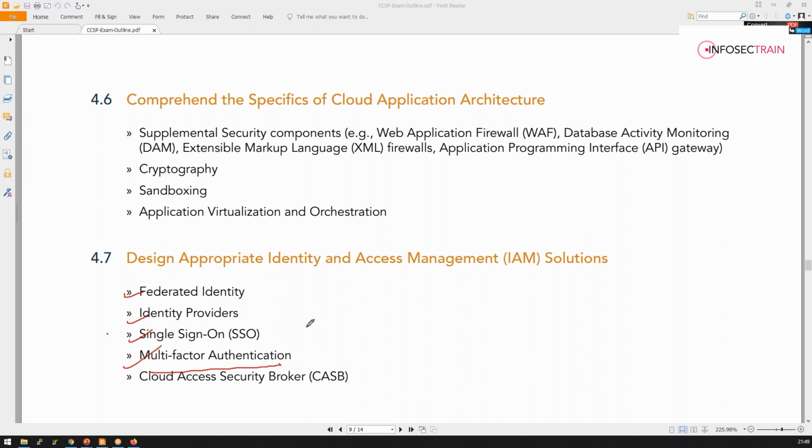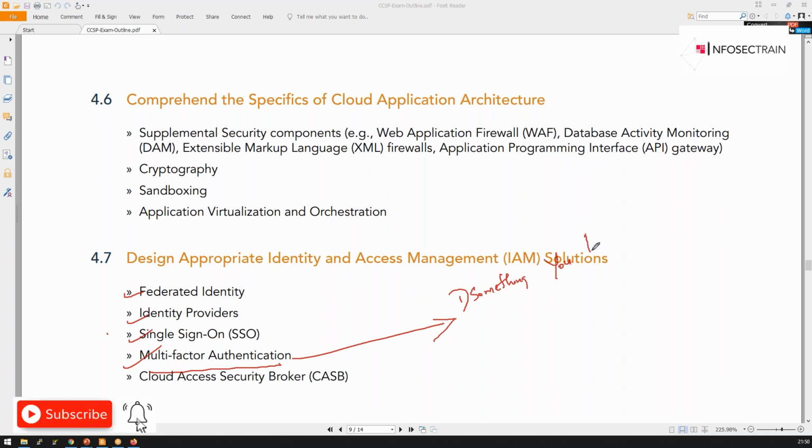I'll give an example, team. If you want to say multi-factor authentication, you must have three things. First of all, something you know. Second is something you have. Third is something you are. So we must have three things: something you know, something you have, and something you are.